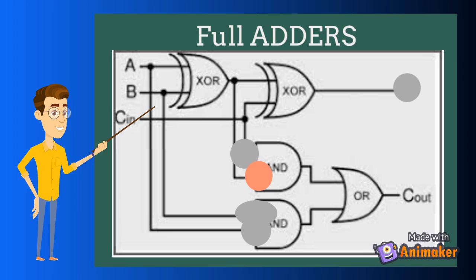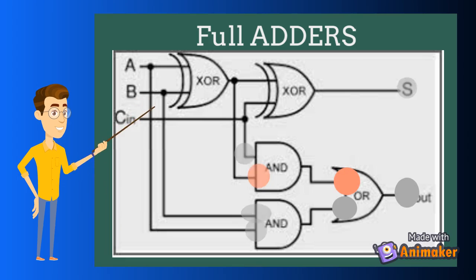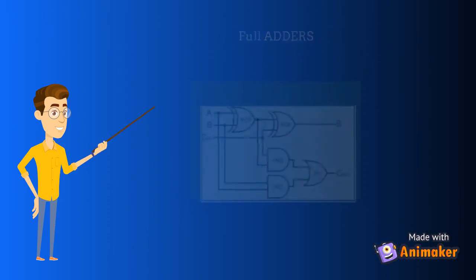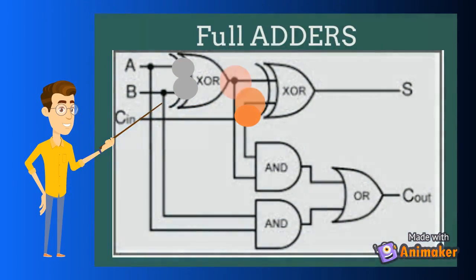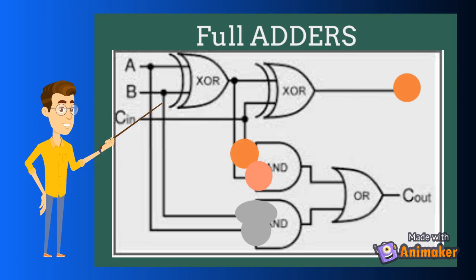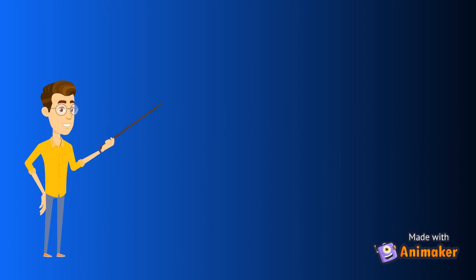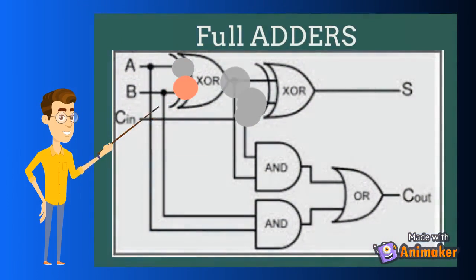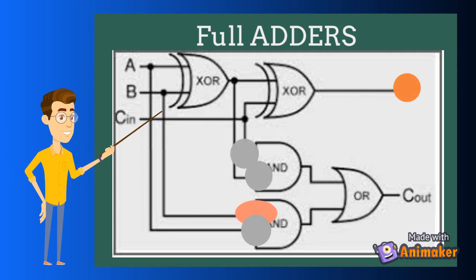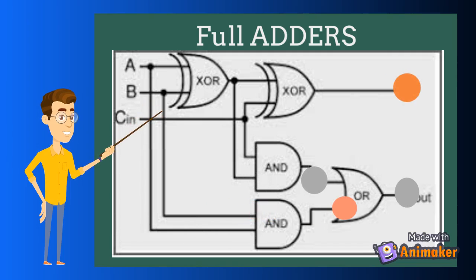In this case, all inputs are 1. The inputs follow the same path as previous to give a sum and carry of 1. In this case, two inputs are 1 and Cin equals 0. The inputs follow the same path as previous to give sum equals 0 and carry of 1. In this case, first input and Cin equals 1 and second input equals 0. The inputs follow the same path as previous to give sum equals 0 and carry of 1.